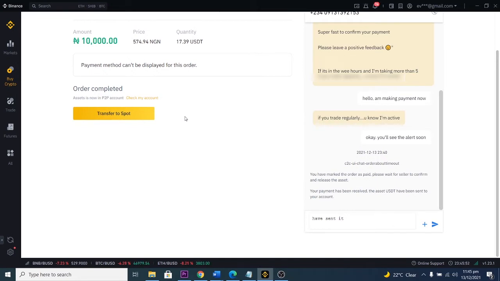It is from my spot account that I can trade. I cannot trade from my P2P account, I can only trade from my spot account, so I can transfer to spot. Before I do that, let me go to my wallet. The order has been completed, so I can cancel this. Let me go to my wallet, all, and come to wallet here, overview.